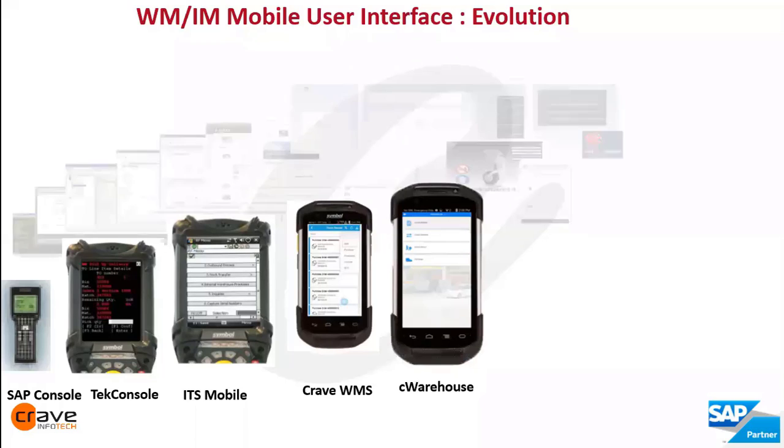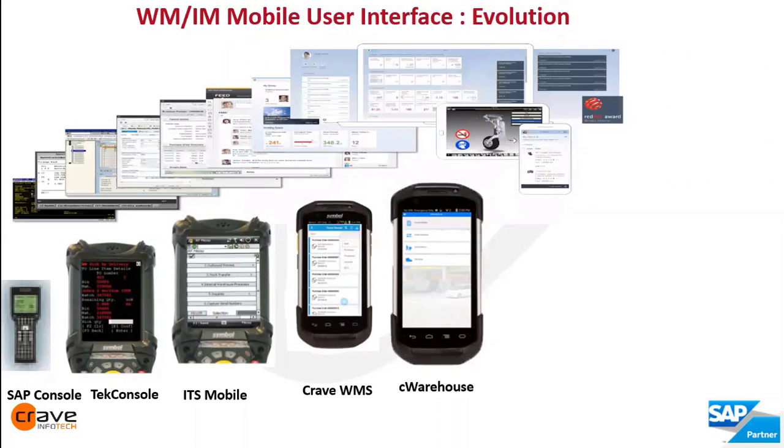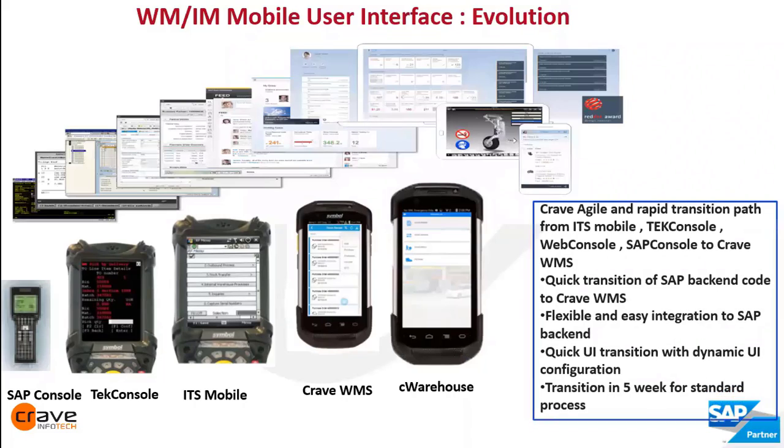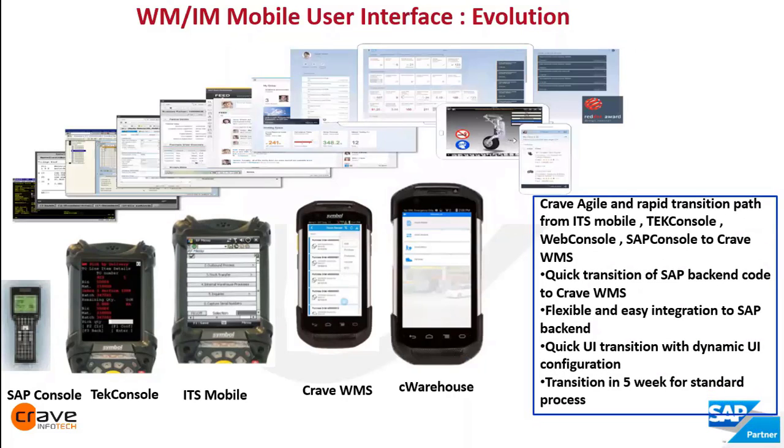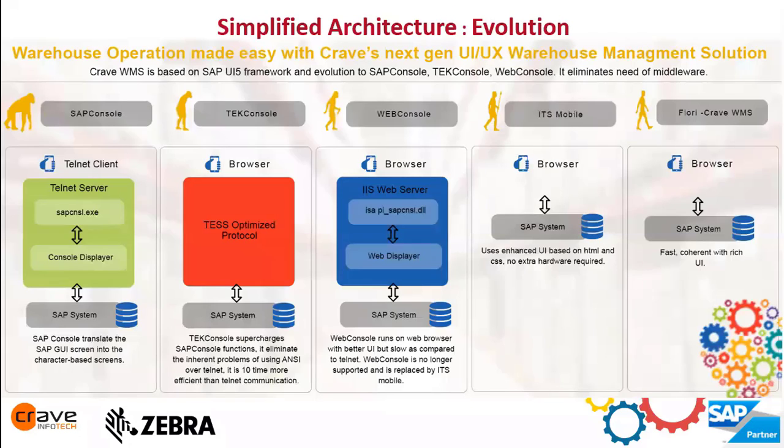It's not just about the screens. So this is the evolution of the user interface. Now, one part is the user interface evolution, and the second part is the architecture evolution. If you see here, SAP console has so many hooks or connections or middlewares involved. Tech console has the test optimization protocol involved. The web console has middleware.